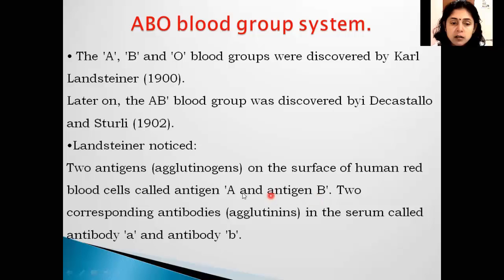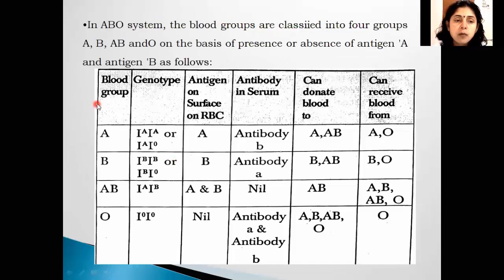On that basis, this blood group system was found out. There are two corresponding antibodies, agglutinins, in the serum, called antibody A and antibody B. Suppose antigen A is present, then antibody B is formed. If antigen B is present on the RBCs, antibody A is formed. We are going to see that also in the form of a chart.